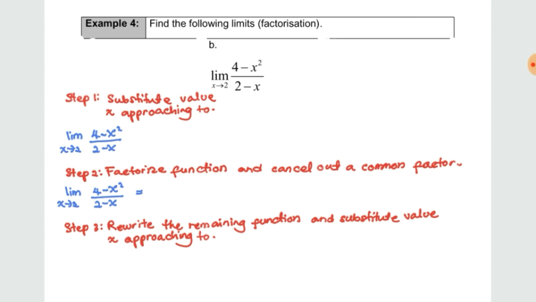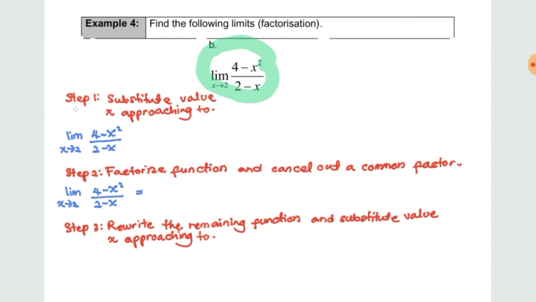Example 4. Find the following limit using factorization for question B. Limit of the function 4 minus x squared over 2 minus x when x approaching 2. Okay, this is question B, example 4b.